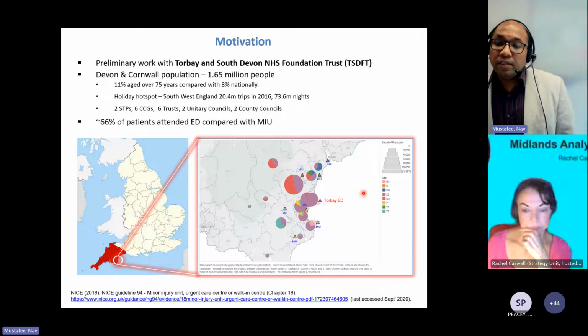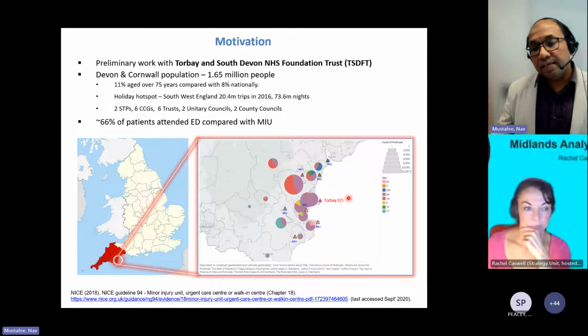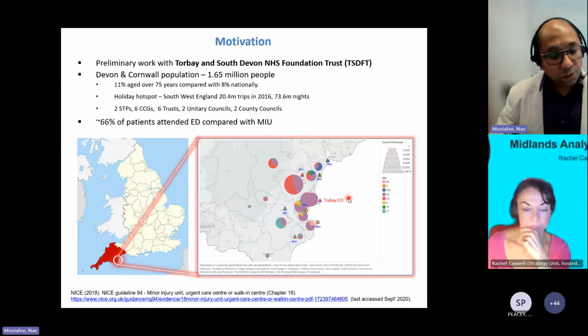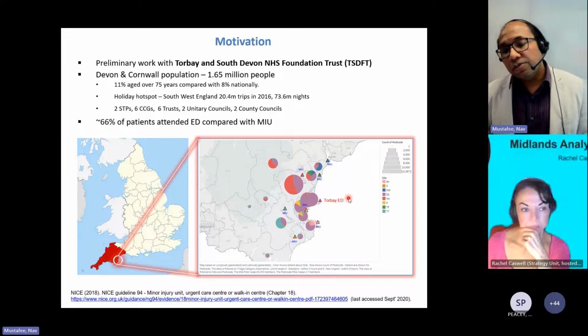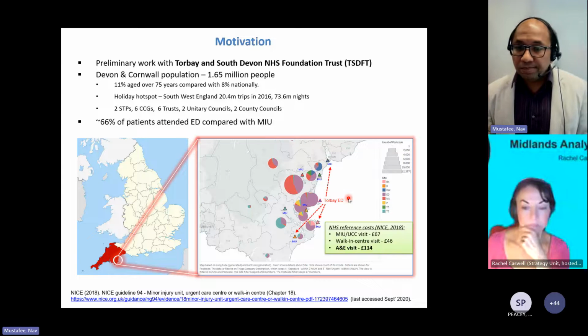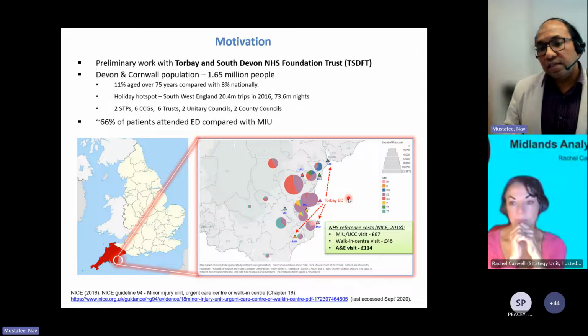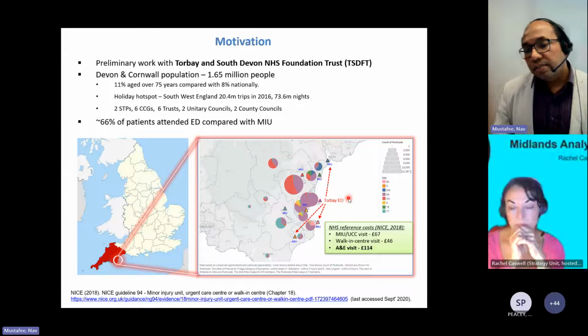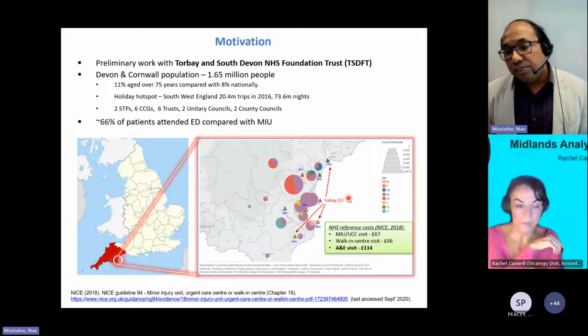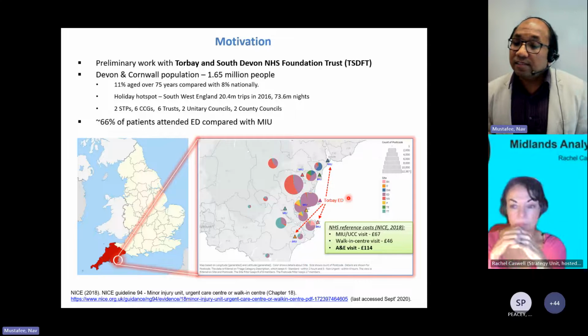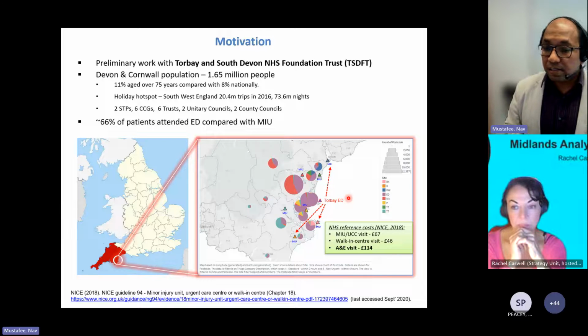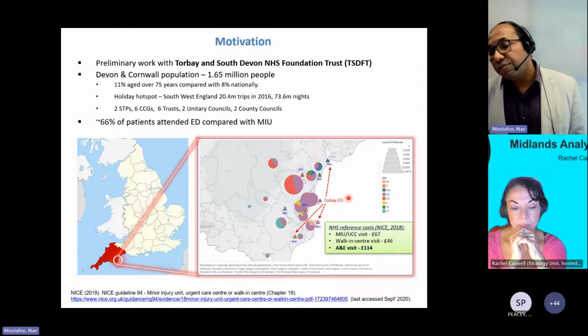But in terms of the emergency department, this may not be the ideal condition. If most people around Torbay Hospital are going to Torbay ED, many of them probably don't need to be in the ED, also considering the cost of visit. These are the NHS tariff costs from 2018. A visit to the MIU or urgent care center is £67, a walk-in center £46, and an A&E visit, the tariff rate is £114.